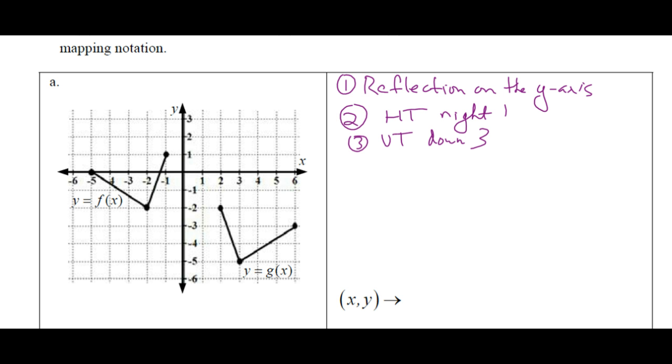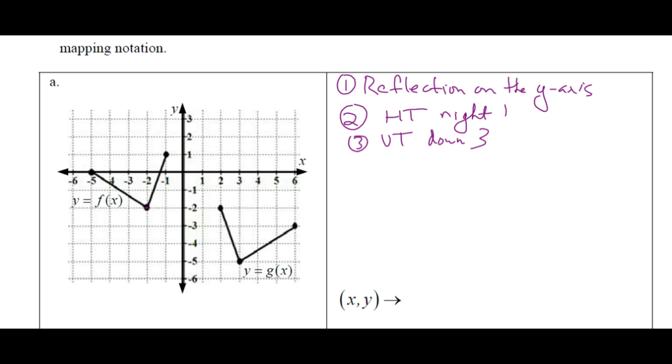Okay, so everybody get how we figured that out? We looked at it and said, obviously it's reflected in the y-axis because it's not a congruent shape, right? Then I took one of the points. Doesn't matter which one. I could take this point. Reflected, now it's here. But it's got to go here and then here. So right 1, down 3. Okay, everybody good with that? Question's almost done then, right?